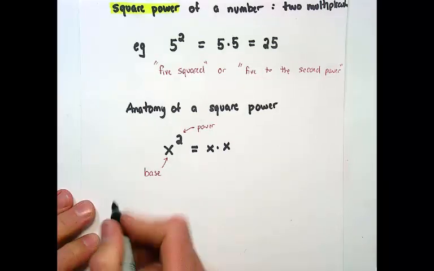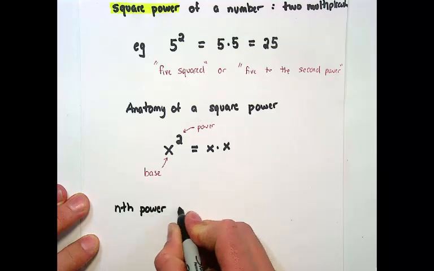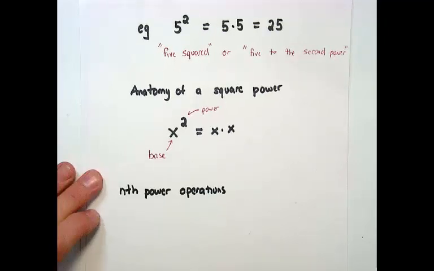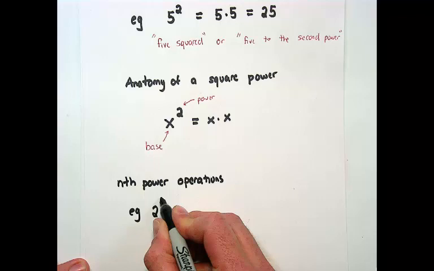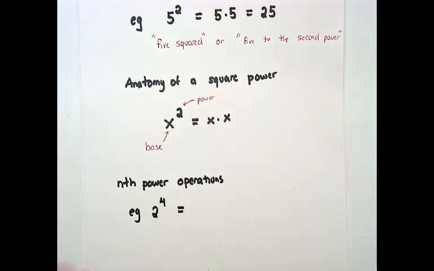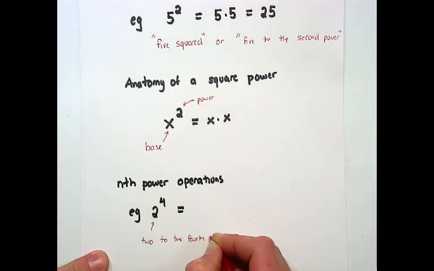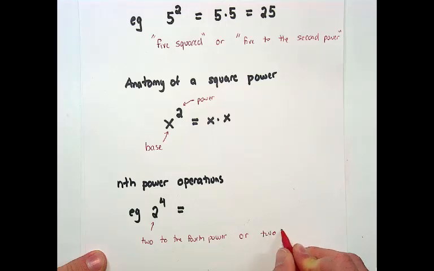Let's go to general nth powers. And we're going to call these the nth power operations. A good example of this might be if I said 2 to the 4th power. So we would read this as the number 2 to the 4th power. And some people like to say 2 to the 4th. It's another way to say that.